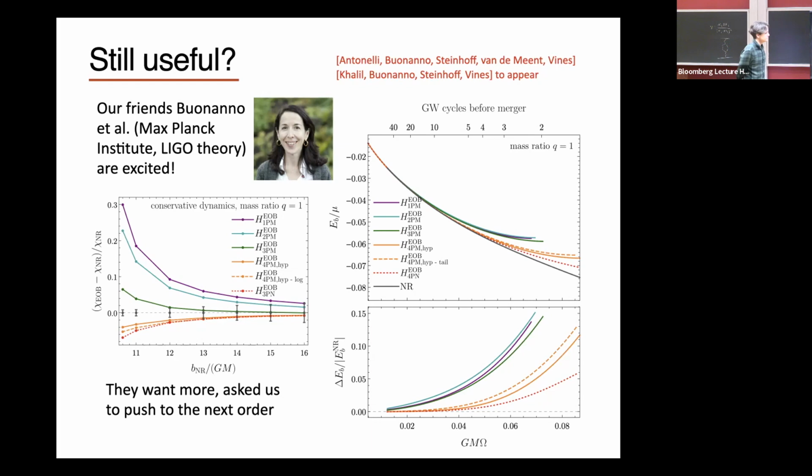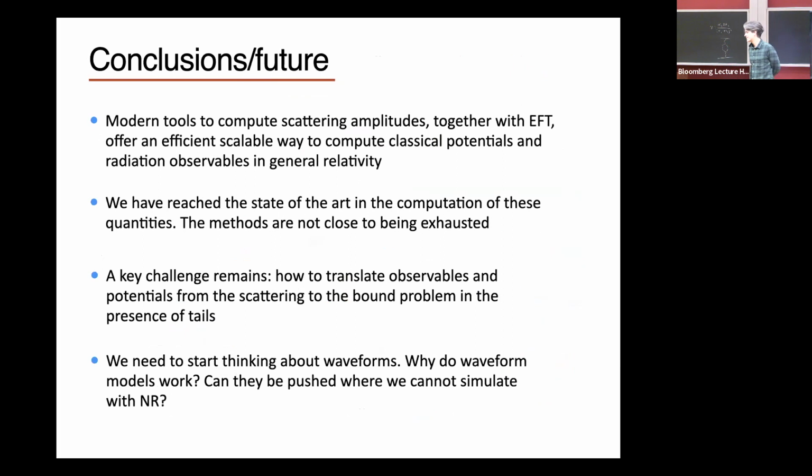Let me skip this last slide. I can go back to it if you want. So let me just finish here and say that hopefully I convinced you that we have some modern tools from particle physics to compute scattering amplitudes, and ideas from effective field theory and collider physics that we can use to compute observables and building blocks which can be useful for this problem of generating waveforms for LIGO.